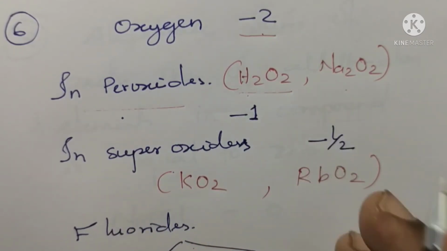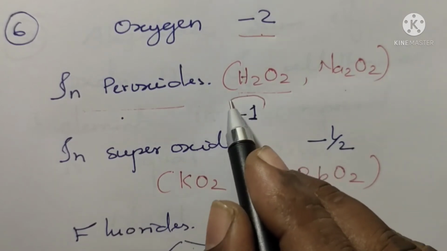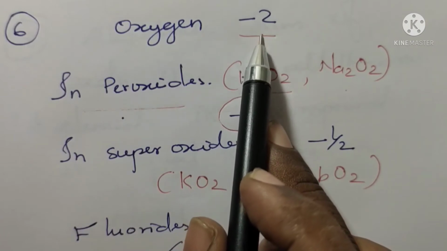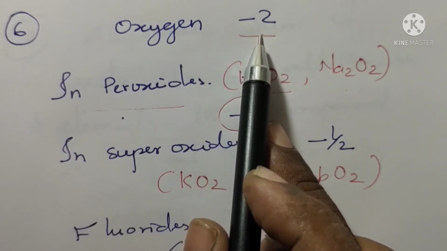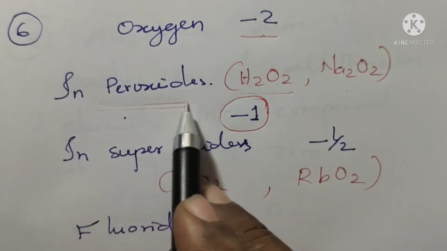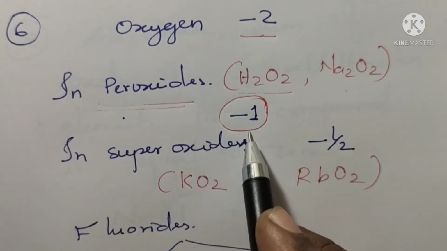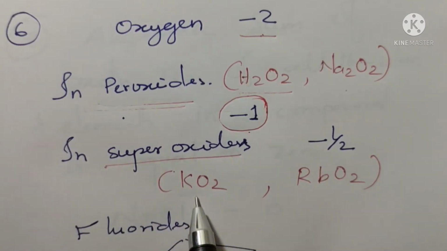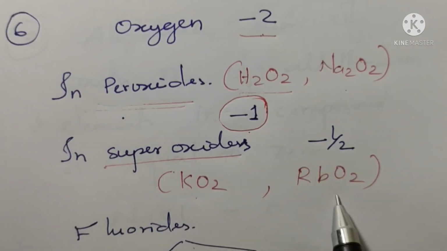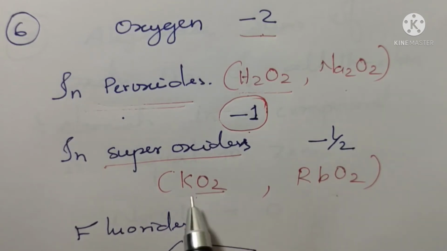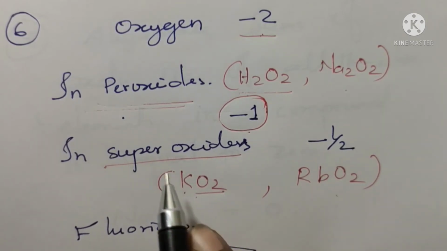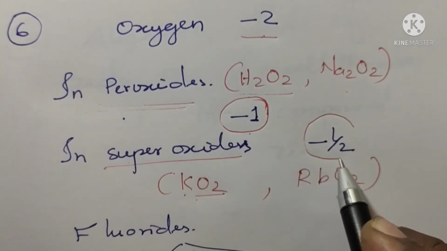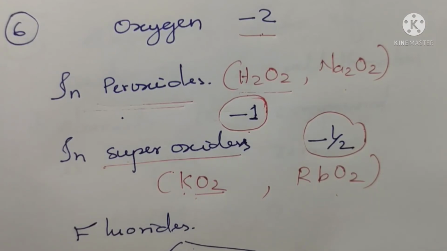In peroxides, the oxidation state of oxygen is -1. Normally the oxidation state of oxygen in a compound is -2, but in the case of peroxides, its oxidation state is -1. In superoxides, for example KO2 and RbO2, the percentage of oxygen is more than that of the other element. So in superoxides, the oxidation state of oxygen is -1/2.